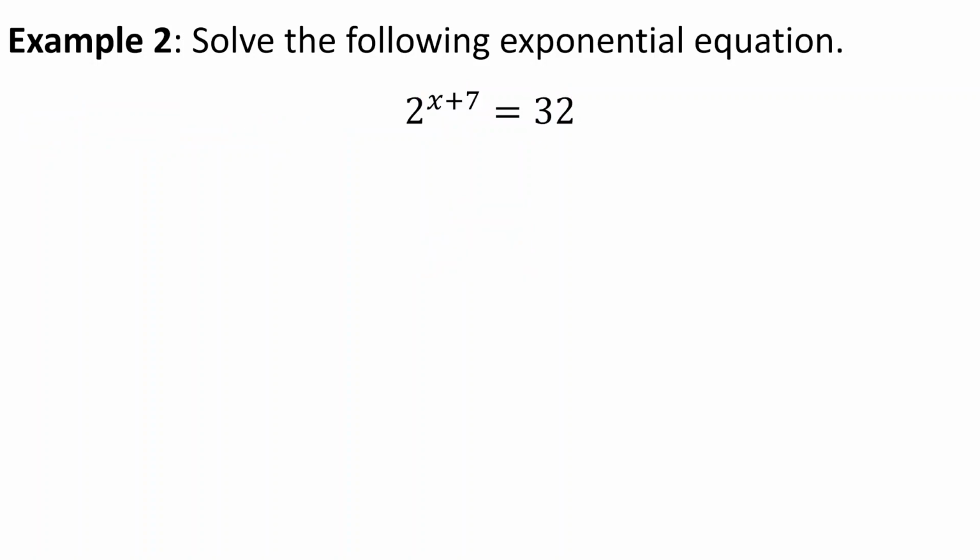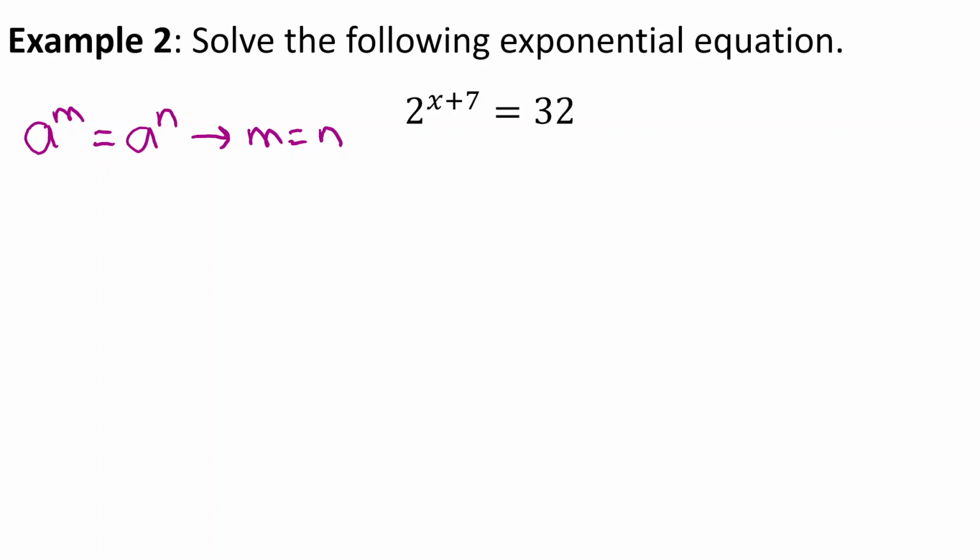Our second example is a little bit tricky, but it is doable. 2 to the x plus 7 power is equal to 32. Once again, let's reiterate the one-to-one property. a to the m power equals a to the n, and if that's true, then m has to equal n.